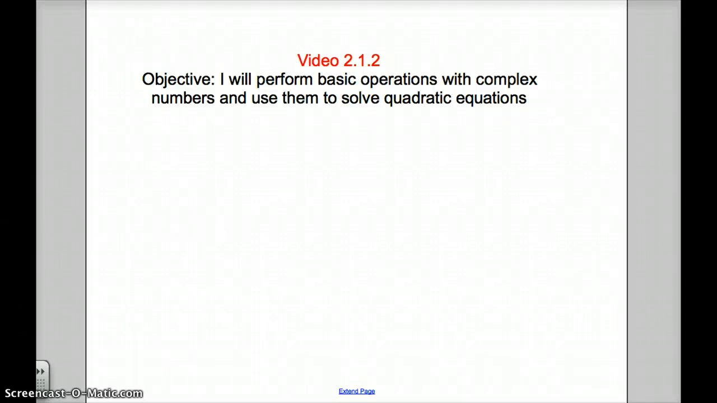This is video 2.1.2. In this video, your goal is to perform basic operations with complex numbers and to use them to solve quadratic equations. So we're going to look at quadratic equations that have complex solutions as well as continue our understanding of the operations. So let's take a look here.